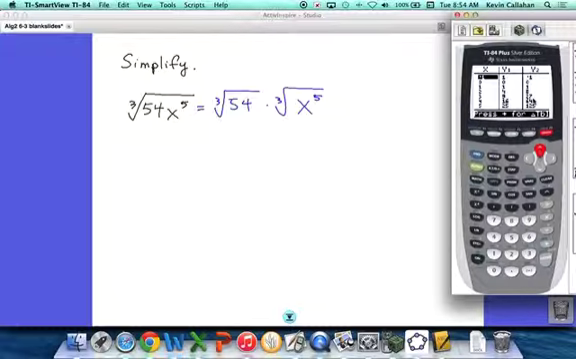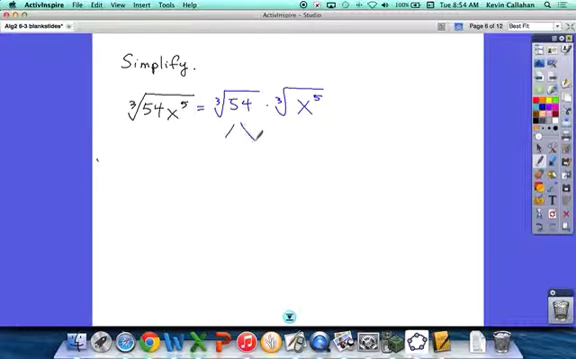It's 2. It divides evenly. So actually, 54 is 27 times 2. So by breaking up the 27, or the 54, we will be able to simplify part of it. Right? Let's make this a 27 times 2. Right? Because 27 is a perfect cube.